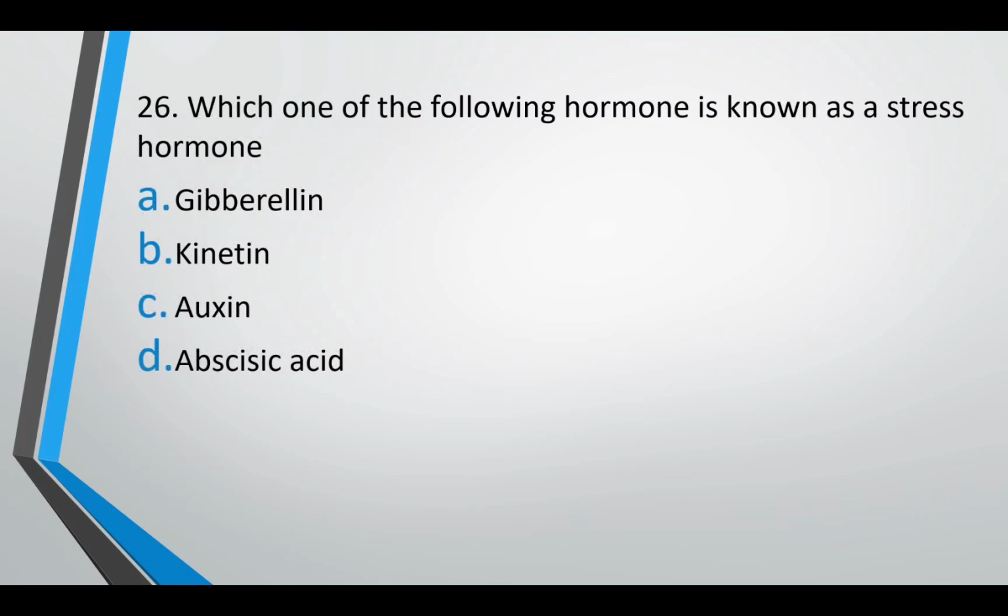Which of the following hormone is known as the stress hormone? Gibberellin, kinetin, auxin, abscisic acid. Correct answer is option D, abscisic acid.